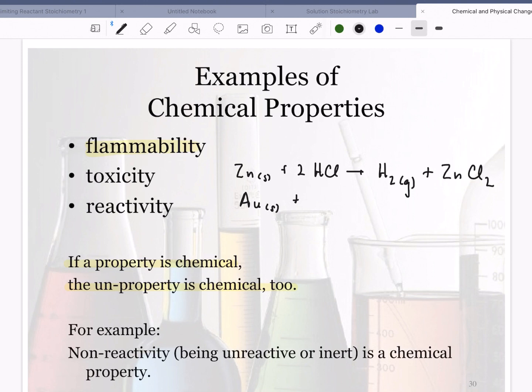Gold, for example, if you pour hydrochloric acid on a gold ring, there is no reaction. Nothing happens. There are some metals that are pretty inert, and we use them for coinage and jewelry. We call those the money metals. Gold, silver, copper are not acid reactive. But acid reactivity is a chemical property, whether it happens or whether it doesn't happen. Being reactive or being inert is a chemical property.